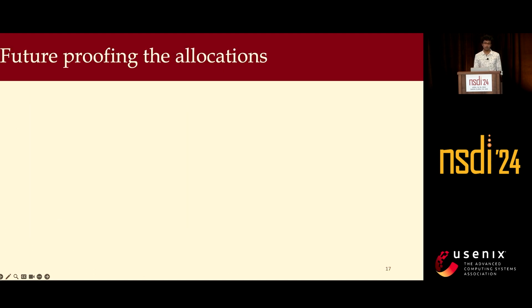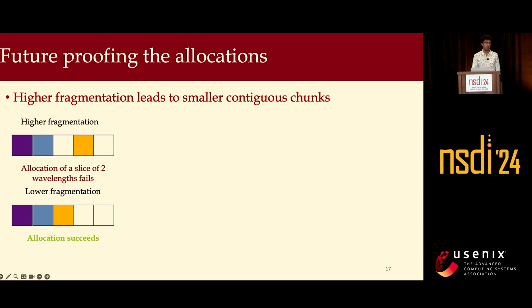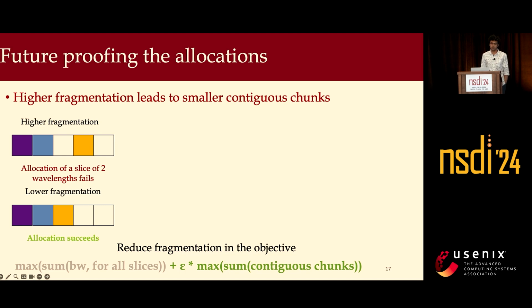One of the issues with using the algorithm as is, is that it leads to high fragmentation, and we know that when there is high fragmentation, it's hard to allocate slices of larger granularity. So in this case, if you want to allocate a slice of 2 wavelengths, it fails when there is high fragmentation, and it succeeds when there is low fragmentation. To handle this case, we added another part to the objective where we try to minimize the fragmentation, and we add a weight to that particular part of the objective. By tuning this weight, epsilon, you can decide which part of the objective you value more.